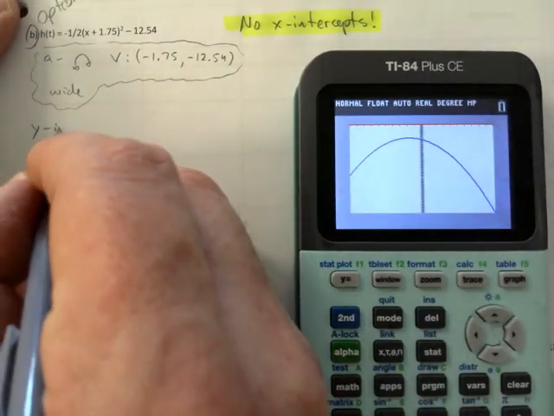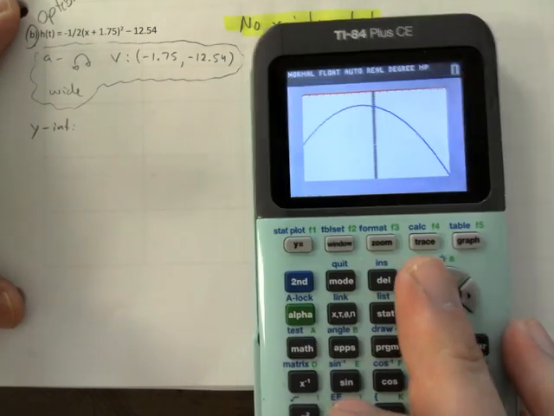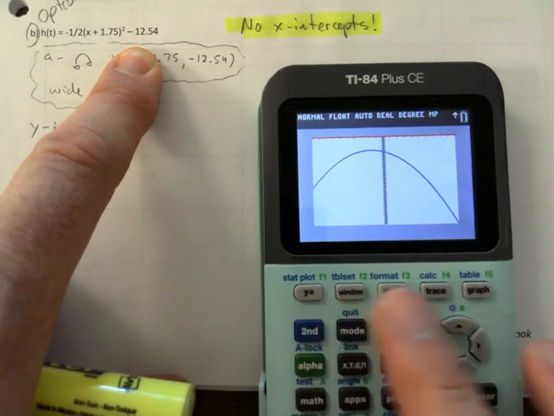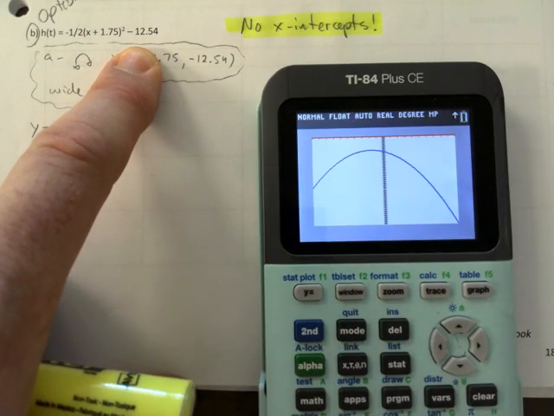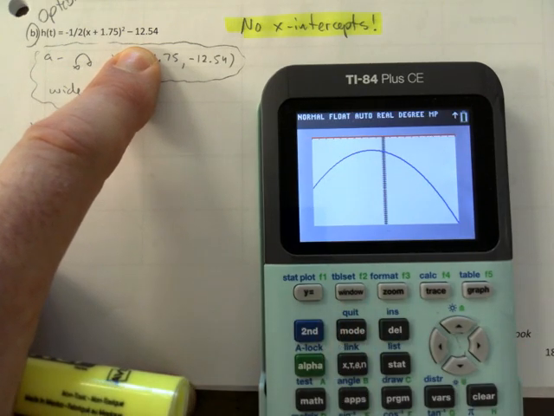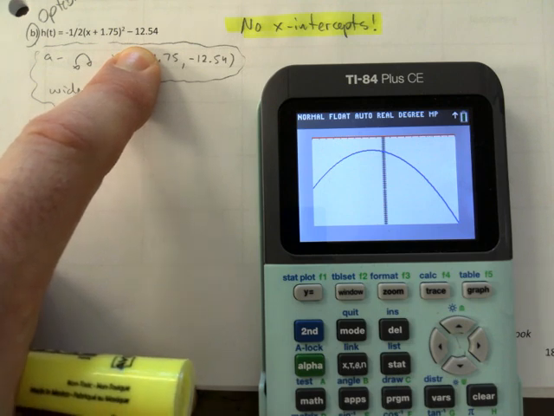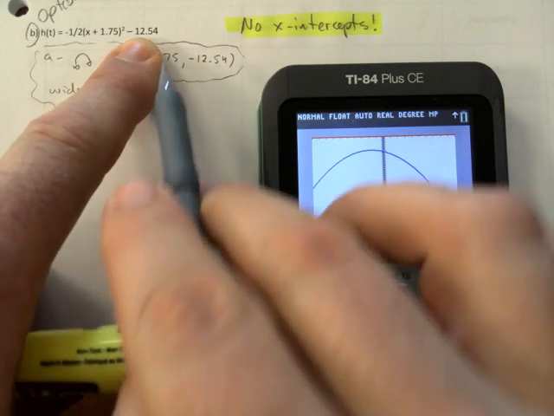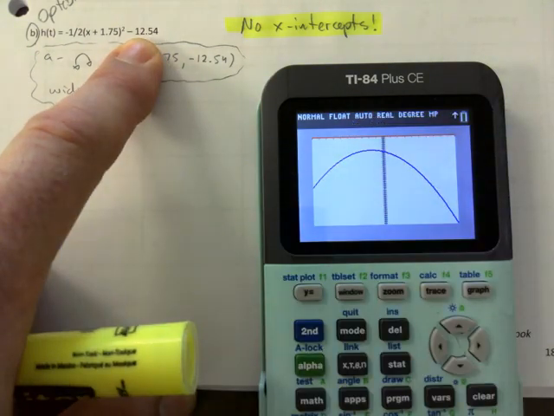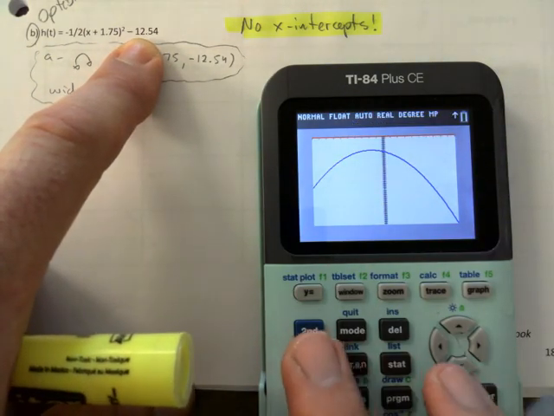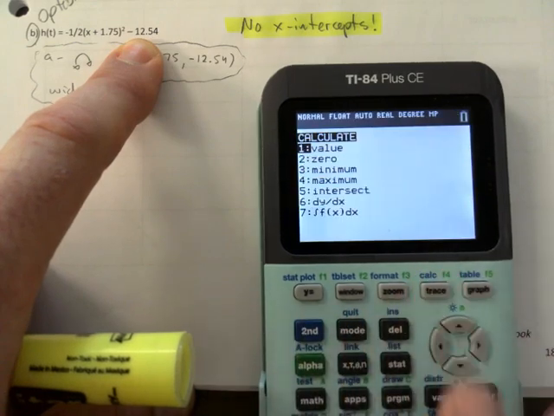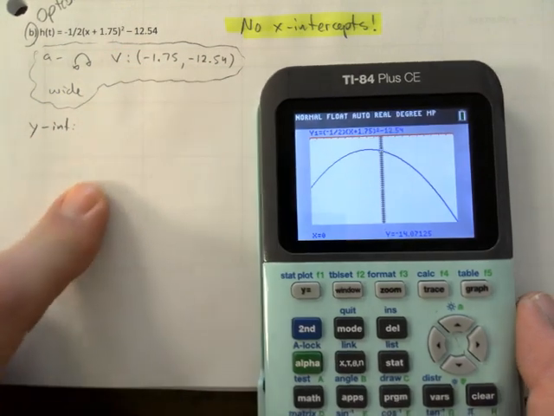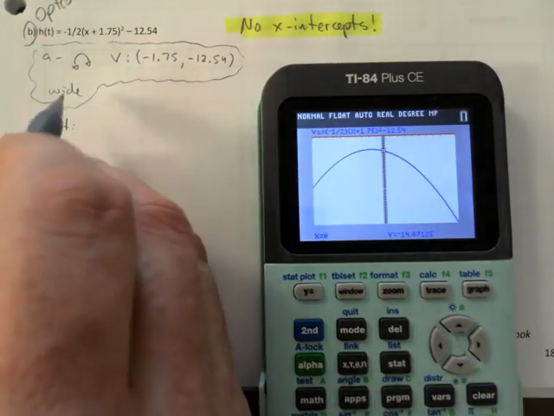So I'm going to find the y-intercept. You can't just say it's negative 12.54 because it's not in general form. I will tell you this, most of the time it's in general form, okay guys? After we're done with vertex form, most of the time it is in general form, which means that the last number is going to be our y-intercept. But here we go. Second trace, value, x is equal to 0. It's negative 14.07.